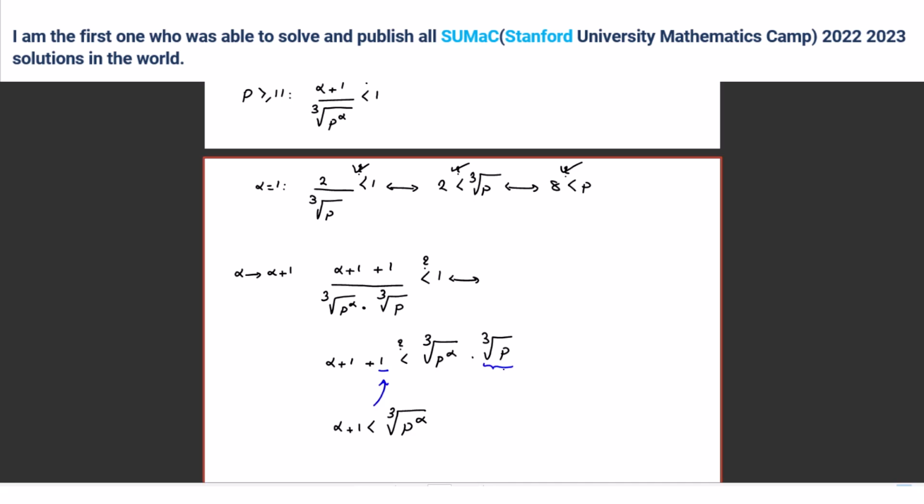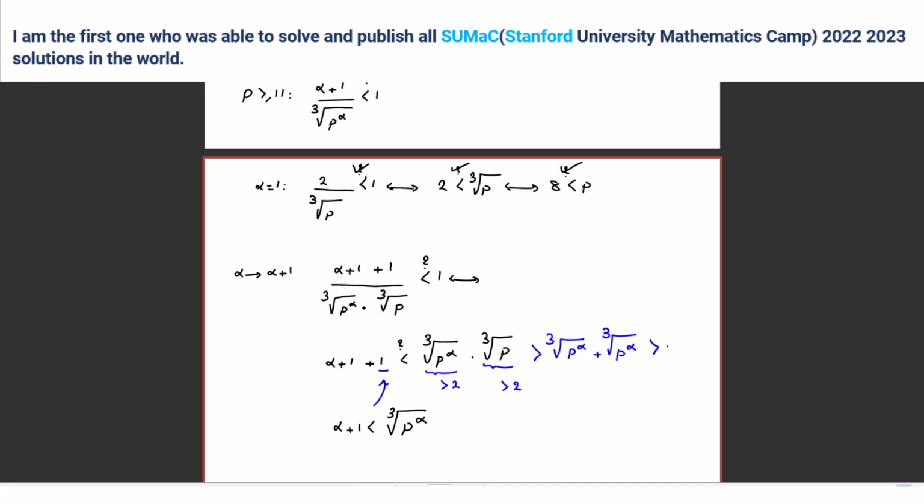Cube root of p is at least cube root of 11, which is greater than 2, right? And this one also is greater than 2, right? It's cube root of 11. So when you multiply by this, do you agree? This one is greater than p to the alpha, times 2. So we can say this one. Agree with this?